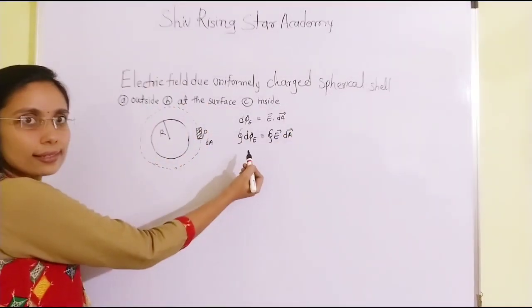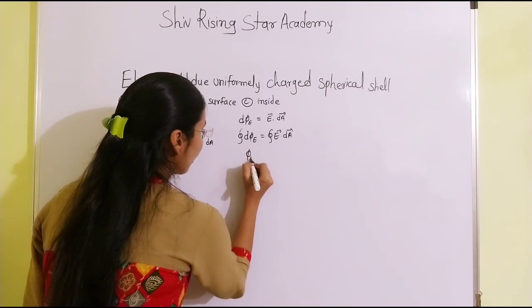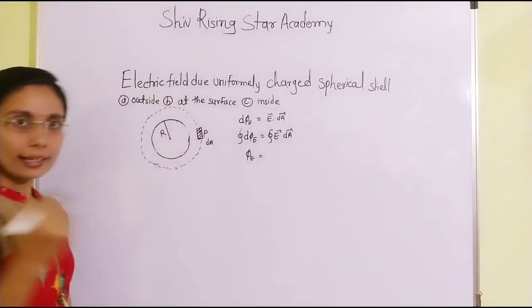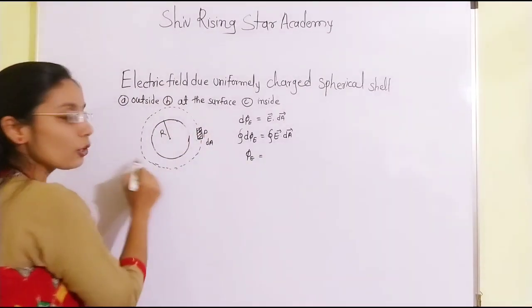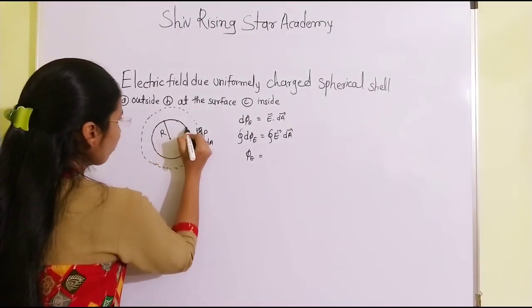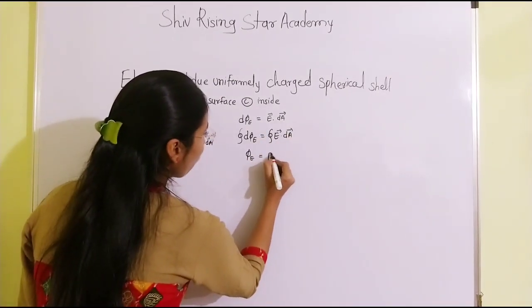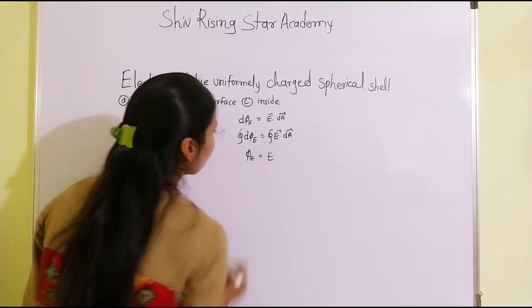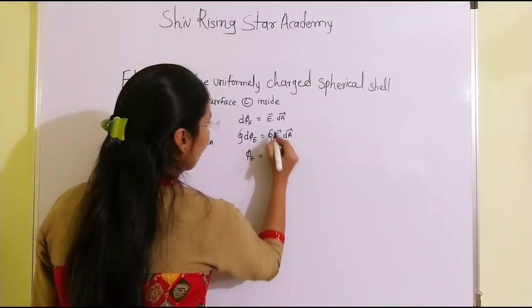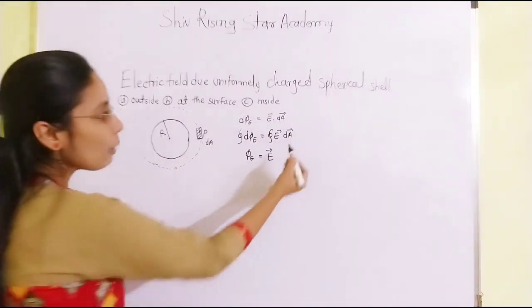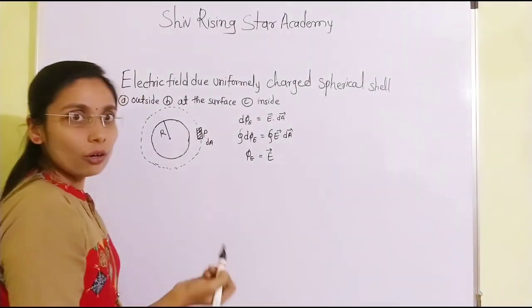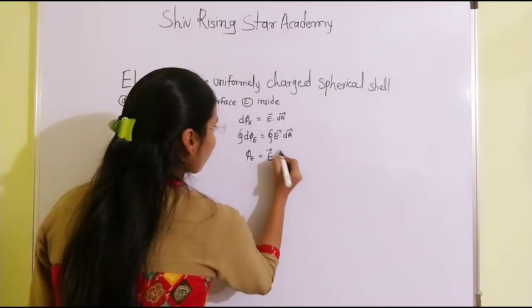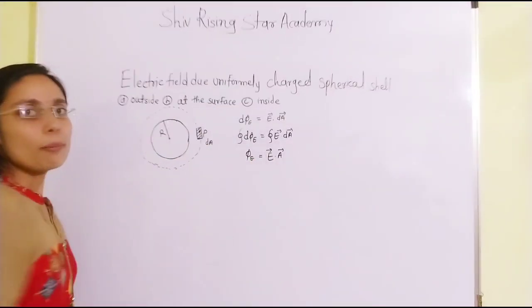So phi E is equal to, the electric field is constant everywhere, because this is a uniformly charged spherical shell. So electric field is uniform everywhere. So E bar comes outside the integral, and we have the closed integral of dA bar. dA bar is the small area, and when we integrate this small area, we get the whole area, that is A bar. So phi E is equal to E bar dot A bar.